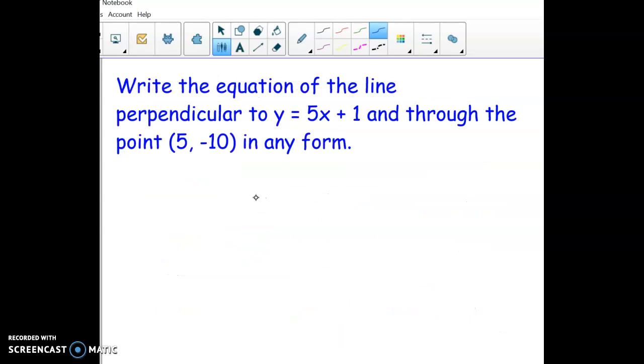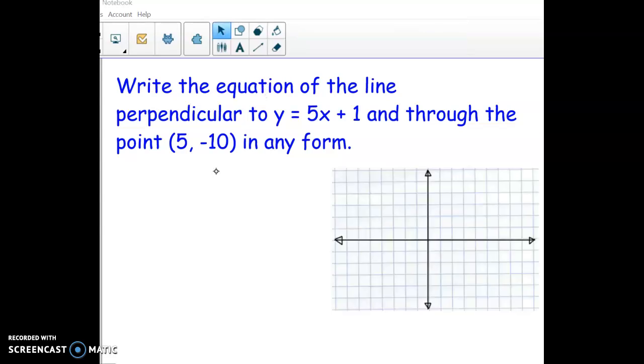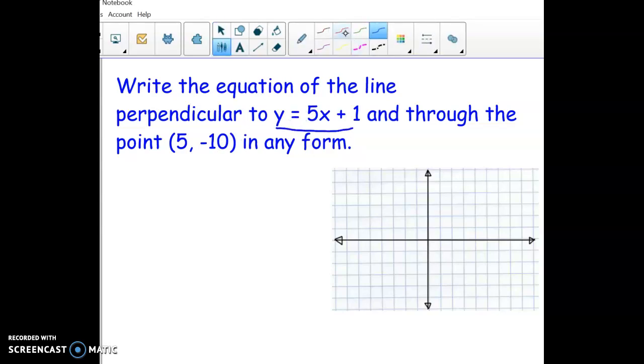Okay, these are tricky ones, and just to help you understand it a little bit, I'm going to sketch a picture. All right, so we want to write the equation of a line that's perpendicular to this one, and goes through this point. Here's a rough picture of what we're talking about. The original line starts at 1 and has a slope of up 5 over 1. So it's a pretty steep slope, right? So that's going to be our line.